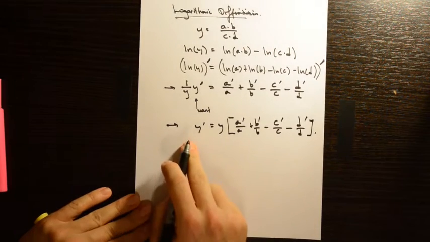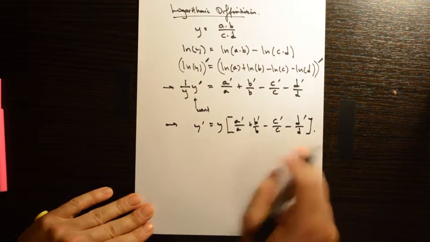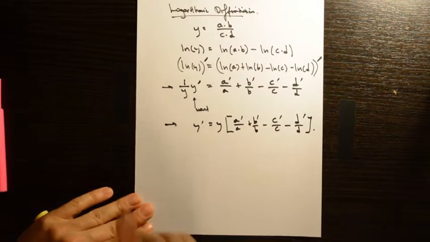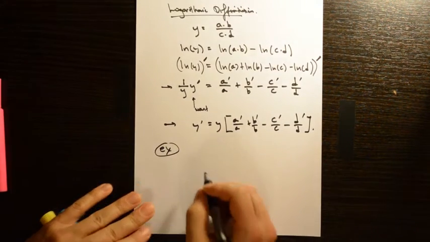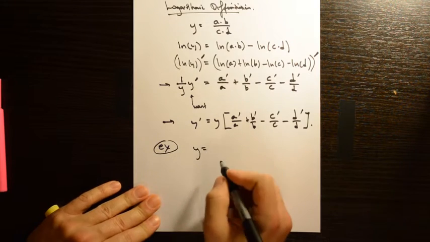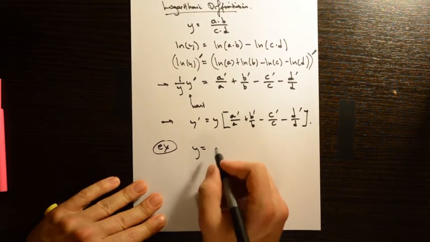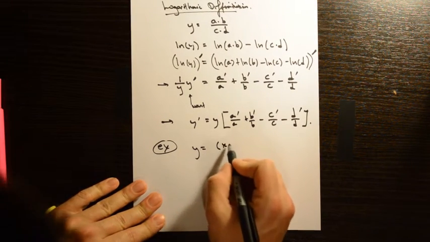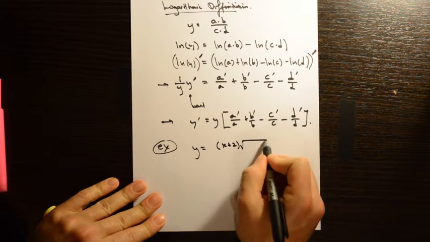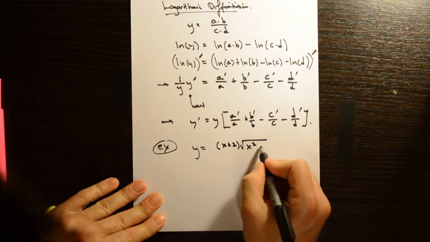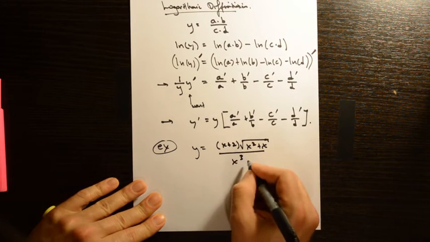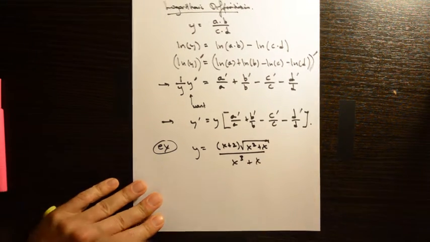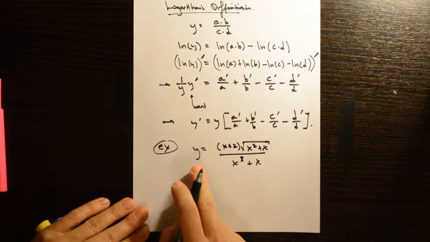Now you're probably thinking, oh, this is very complicated, I don't understand why you did all that. Let me show you with an example. Let's take what would be otherwise a terrible derivative to take using the product rule and the quotient rule and chain rule. y is equal to x plus 2 times the square root of x squared plus x divided by x cubed plus x.